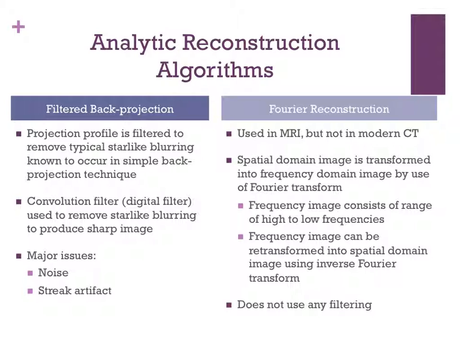The steps are: the projection profiles are obtained, the logarithm of the data is obtained, and the logarithm values are multiplied by a digital filter or convolution filter to generate a set of filtered profiles. Then those filtered profiles are back projected, and the filtered projections are summed, and the negative and positive components are therefore canceled, which produces an image free of blurring, which is a sharp image. The major problems with the filtered back projection include noise and streak artifact.